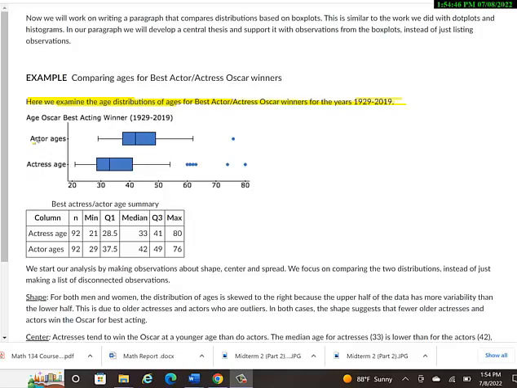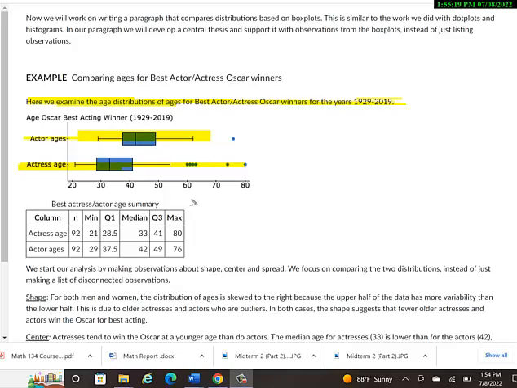Notice you have actors on the top and actresses on the bottom. The blue boxes represent where the 2 inner quartiles are for the actors or actresses. The 2 boxes are further to the right for the actors versus the actresses, which means most of the actors that win Best Actor are older than those who win Best Actress. So in order to win Best Actress, you're going to be younger than someone who wins Best Actor.